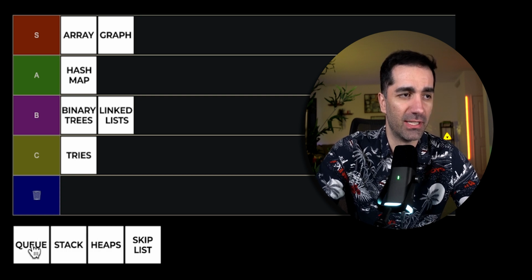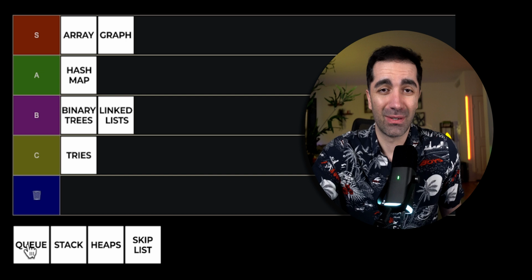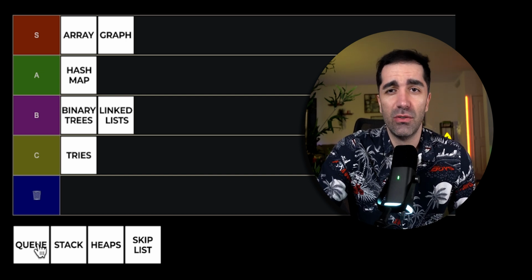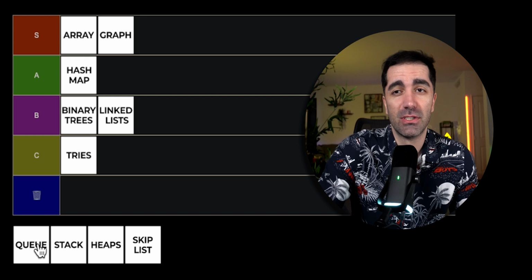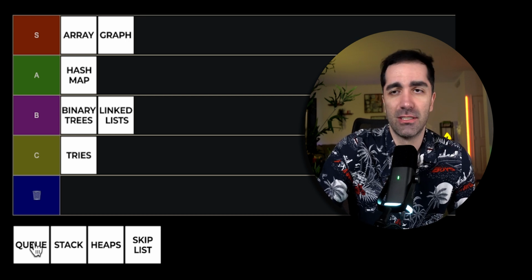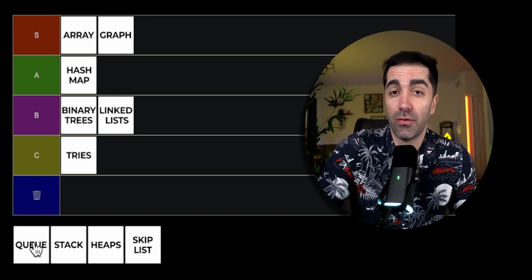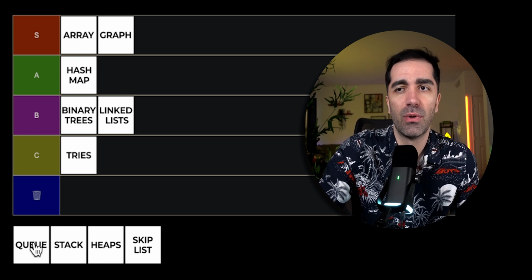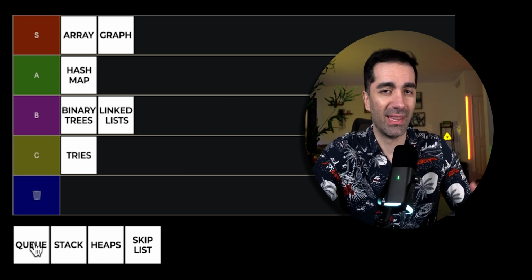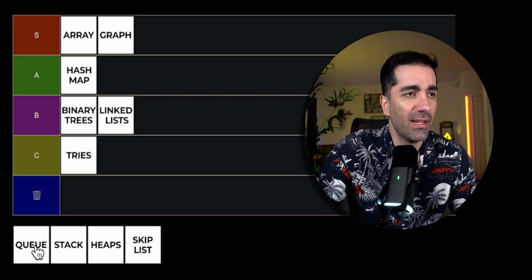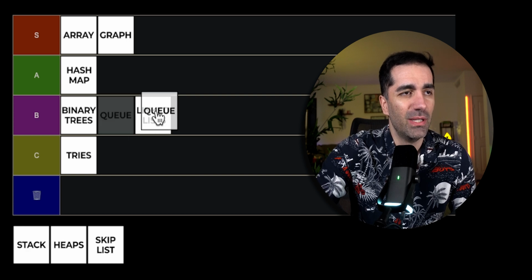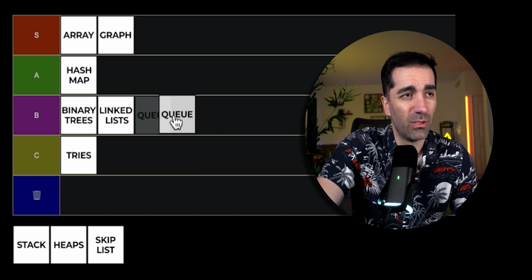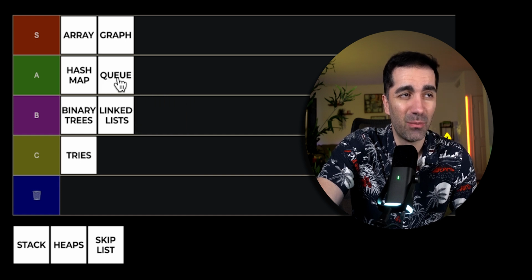Let's do queues next. So these are a first in, first out data structure, super fast and flexible, generally used if you need to process things in a specific order, things like a CPU scheduler, breadth first search, chat message processing, anything where you need to process things in the order of when they came in. In terms of ranking, I'm kind of in between an A and a B. Initially, I was going to put it as a B, but just because it has so many real world uses, I'm going to put this in A.